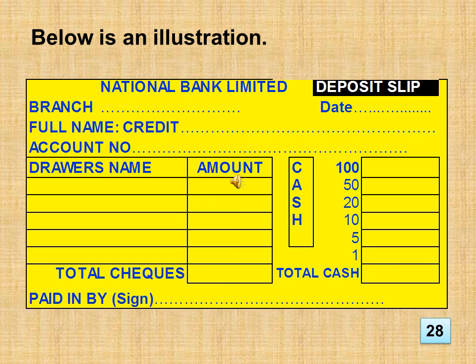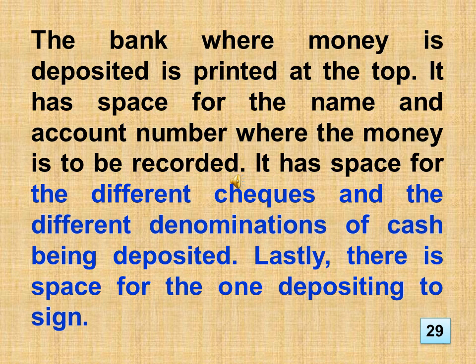The bank, where money is deposited, is printed at the top. It has space for the name and account number, where the money is to be recorded. It has space for the different cheques and the different denominations of cash being deposited. Lastly, there is space for the one depositing to sign.